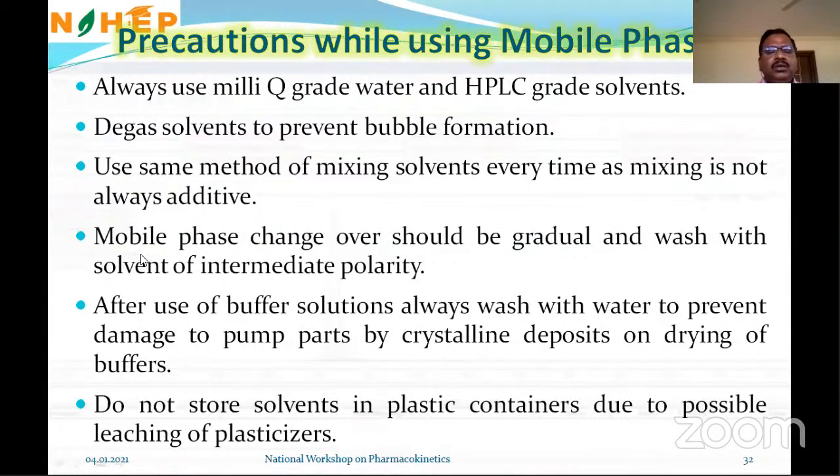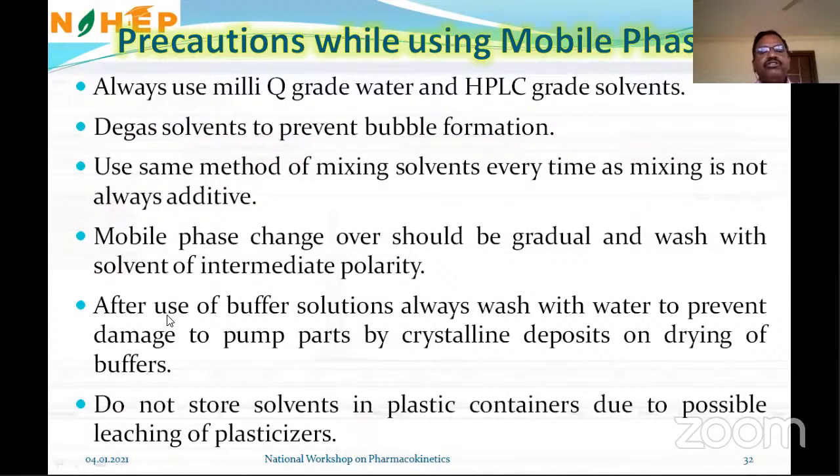Next, mobile phase changeover should be gradual, and wash with a solvent of intermediate polarity. Suppose you have used a highly polar mobile phase and subsequently you are using a highly non-polar mobile phase, then it should not be run immediately. A mobile phase of intermediate polarity should be run before changing the mobile phase.